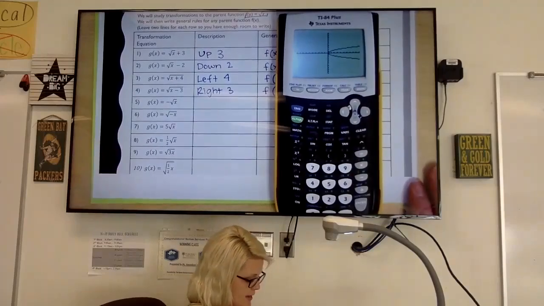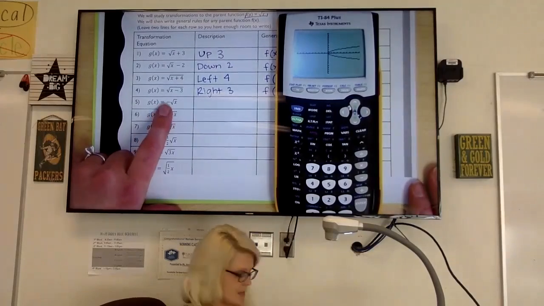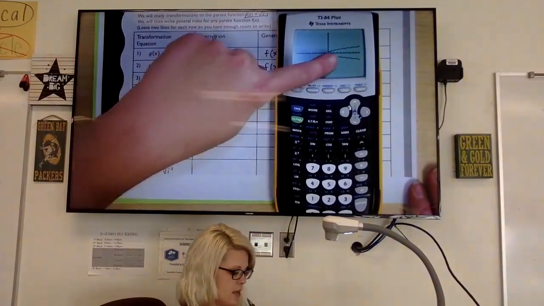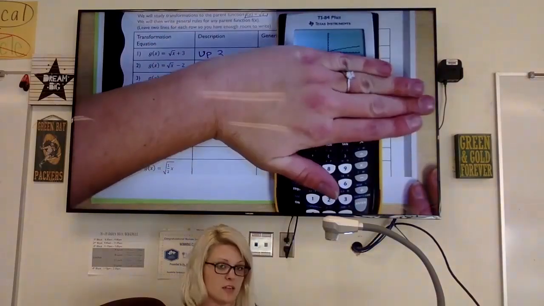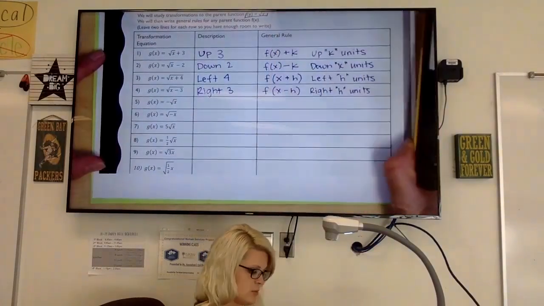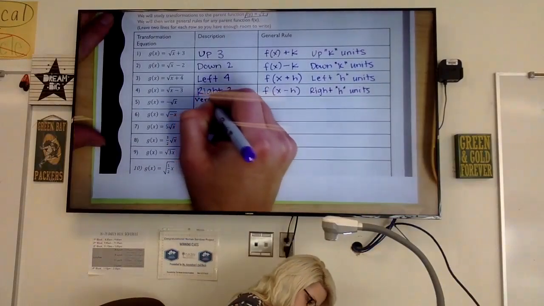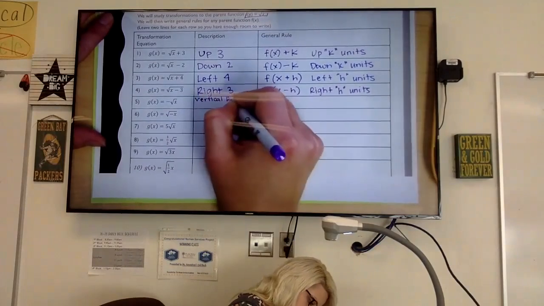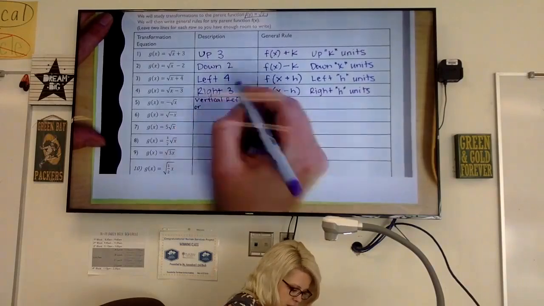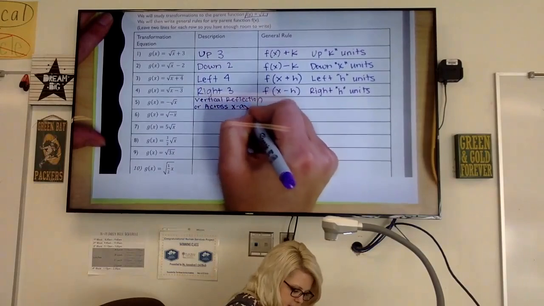So anytime you have a negative, it's going to have some sort of reflection. Negative outside means it's making all your y values negative. It's happening after the function takes place. So if I'm making all my y values negative, it's going to look like it flipped vertically up and down. So there's 2 ways we can describe that. We can say vertical reflection, which is what I like to say, or reflection across the x-axis.